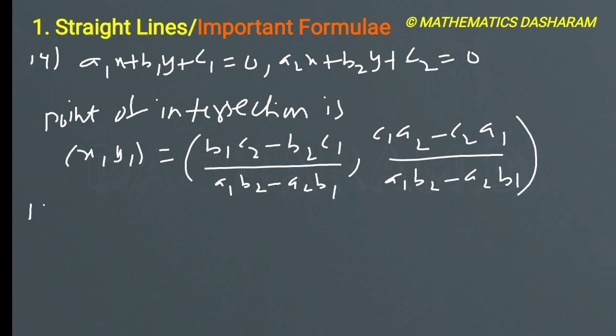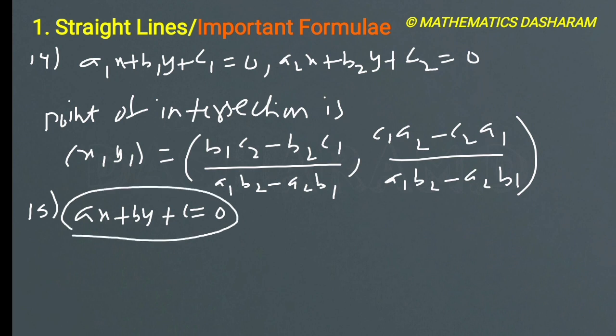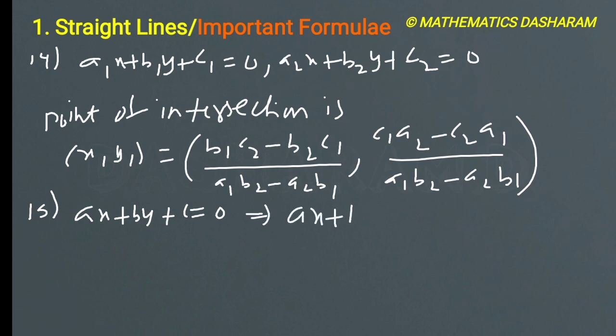Next formula, 15th one. For example, a line ax plus by plus c equals 0. To find the equation of a line which is parallel to this, we have a formula: ax plus by plus k equals 0. That means for a line parallel to the given line, x and y will come as they are, only the constant value will be changed. Then definitely the two lines will be parallel.